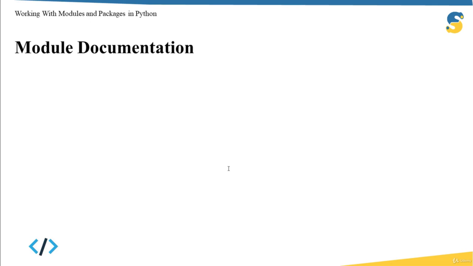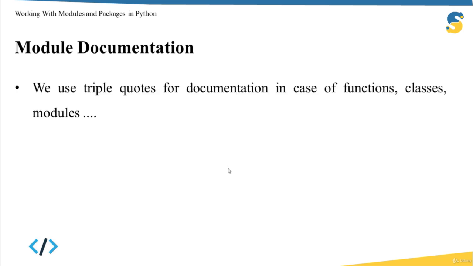Now let's talk about module documentation. Most often, when you develop your own module and you want to share this module with other people to use your functions, you have to add some documentation so people will understand what this module is about. In order to add documentation to a module, usually we add it at the header of that module, and we use triple quotes for documentation, as we saw before in functions.